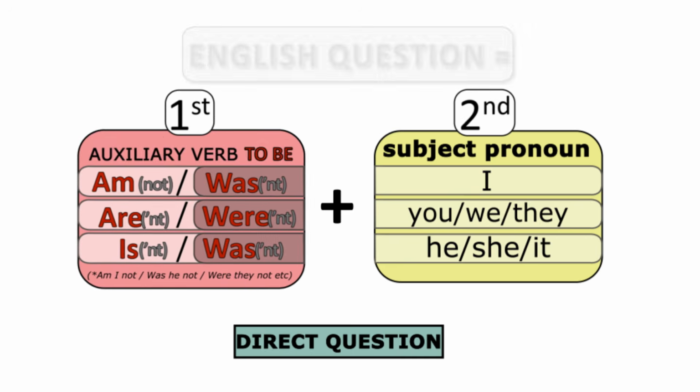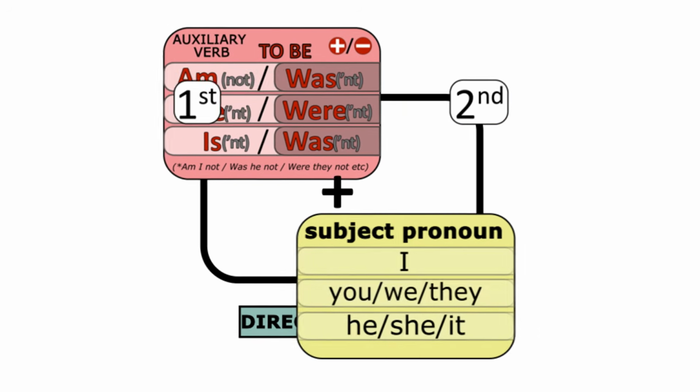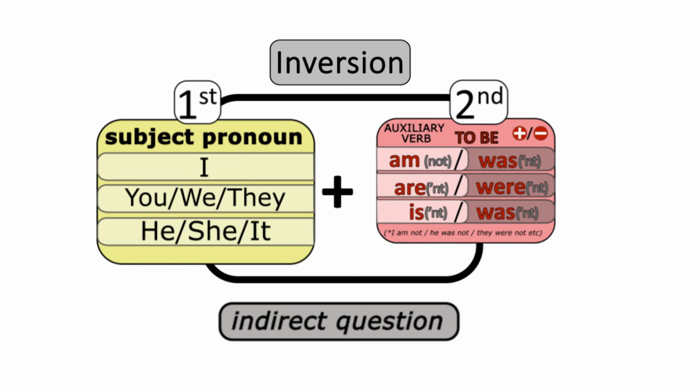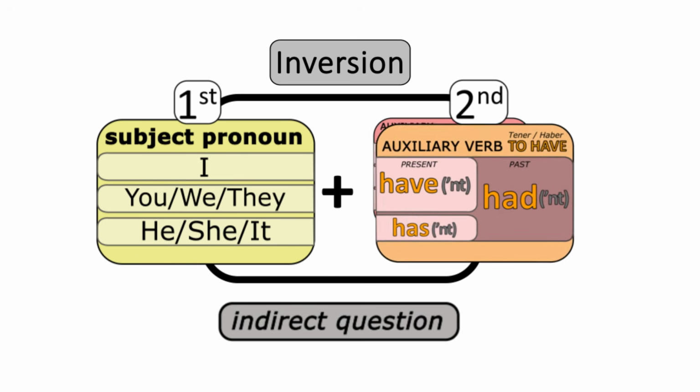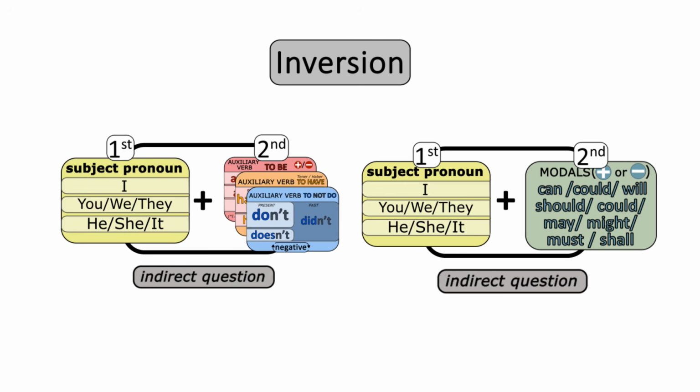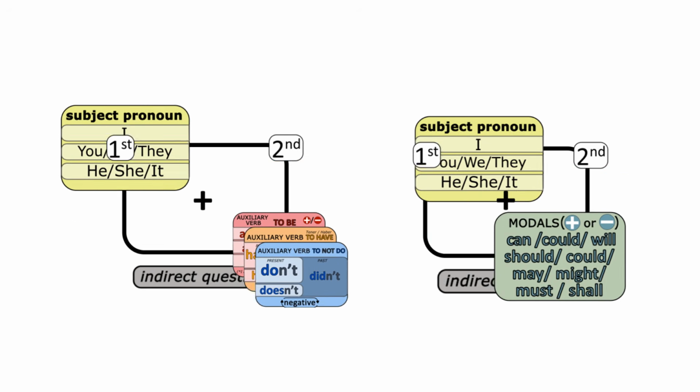But in English, there are direct questions and indirect questions. In an indirect question, the subject is first and the auxiliary is second. This is called inversion. And it's the same for the auxiliary to be, to have, and the negative of the auxiliary to do. Questions with modal verbs operate in the same way.